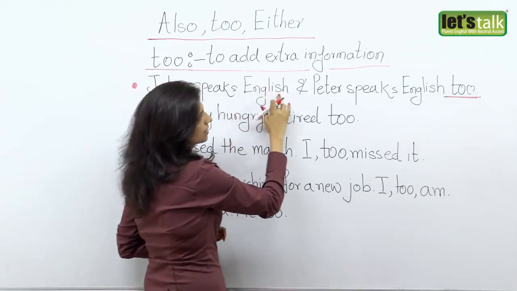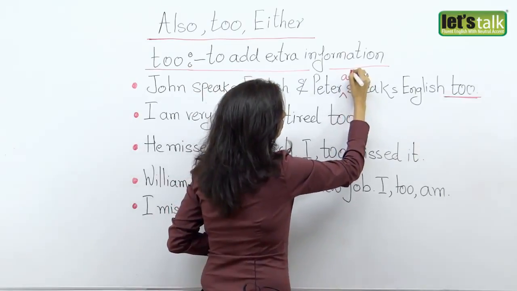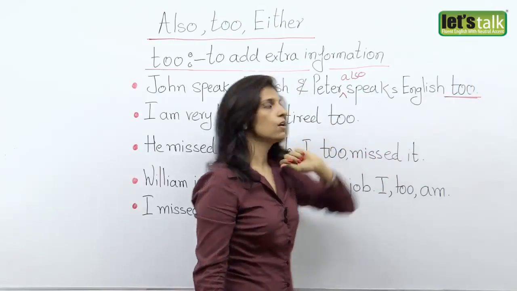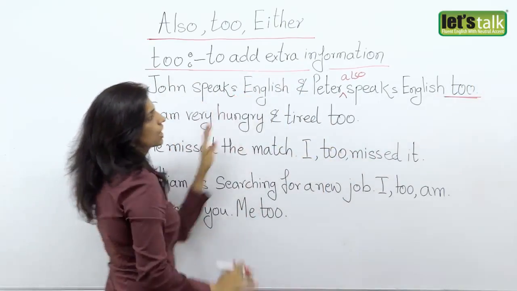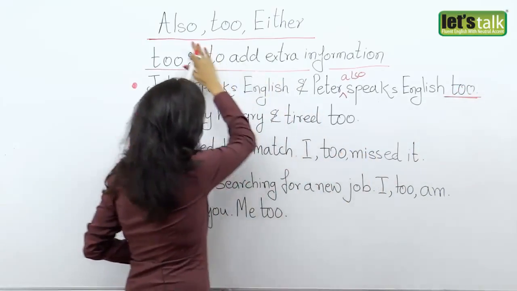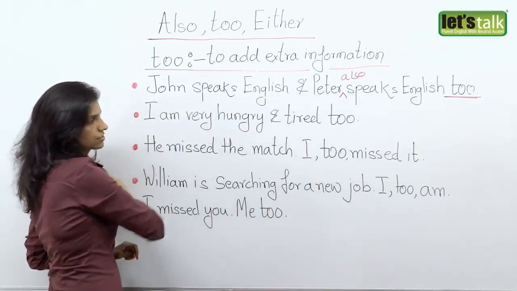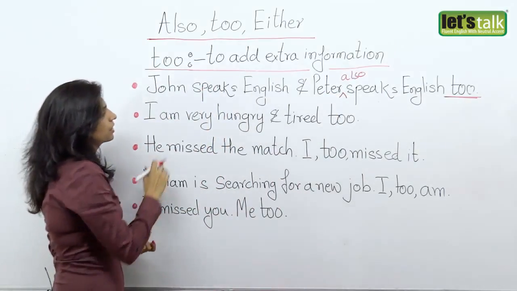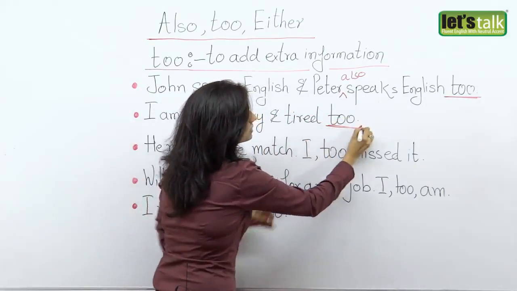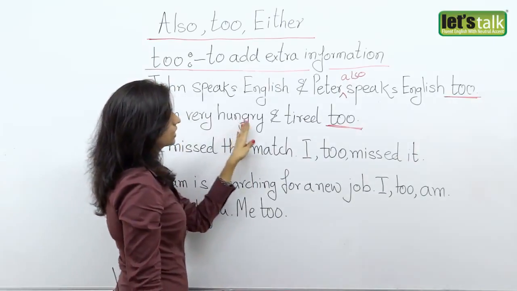John speaks English and Peter, like I said, comes before the single verb: Peter also speaks English. Alright, this is one way of saying it. Or, John speaks English and Peter speaks English too. Okay, so like also, too is used to add extra information to a sentence. In my next example, I'm very hungry and tired too. So again, I'm placing too at the end of the sentence. I cannot say I'm very hungry and too tired.